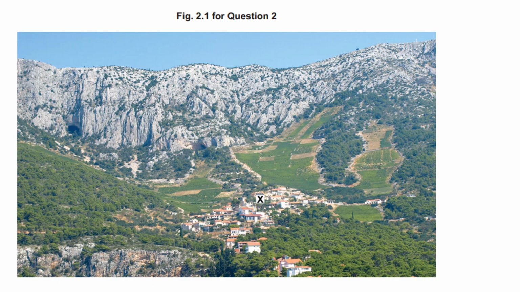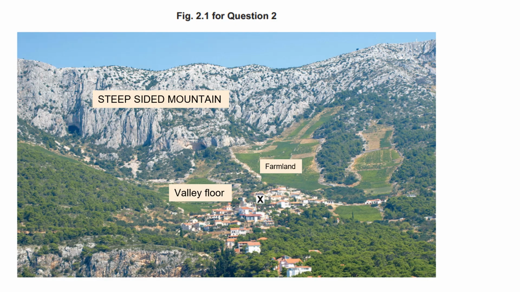If you look at this insert here, we have a steep-sided mountain. Usually this area represents farmland. It can also be used for grazing animals, especially along the steep-sided slope. Then this is the valley floor. That is where you have the settlement, and where you have high concentrations of trees can represent a forest. So this is just some of the basic information about this insert.